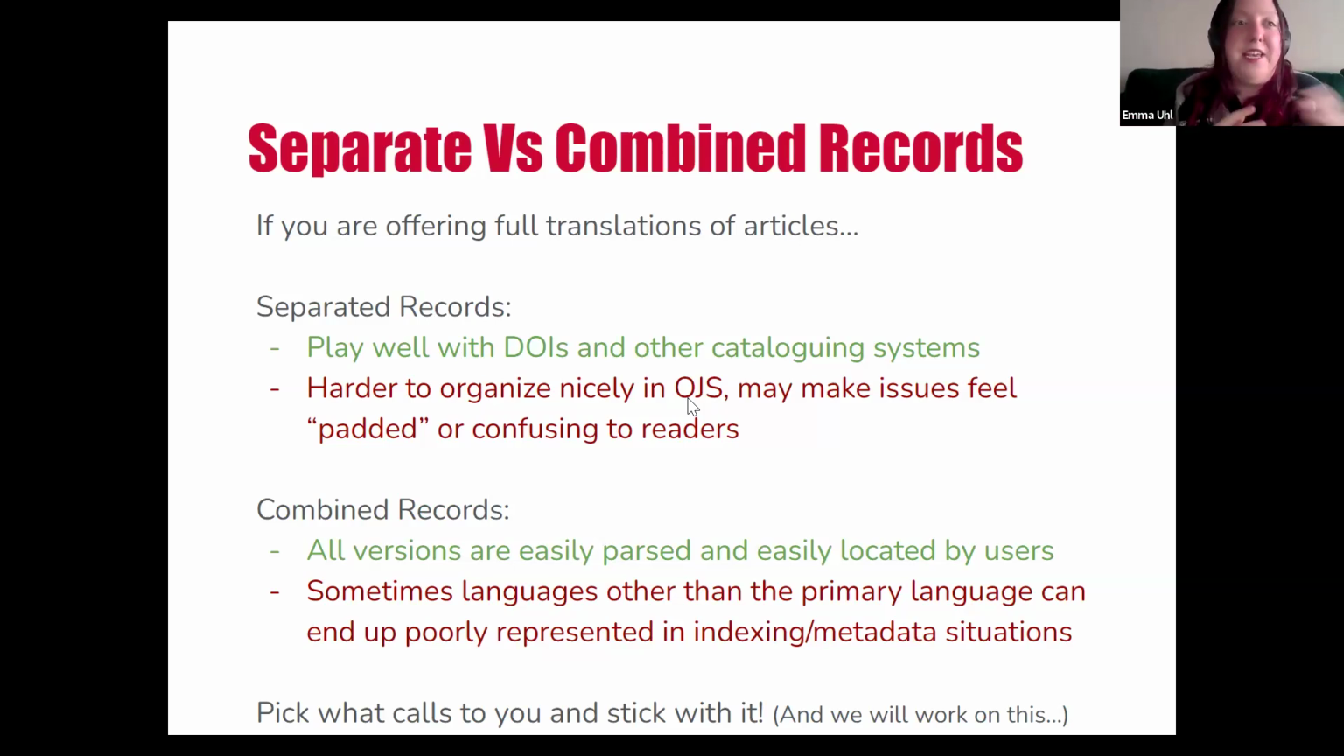Again, the positive for separated records is that they play well with DOIs and other cataloging systems, having your translations in two separate article IDs. The problem is that they're harder to nicely organize in most content management systems. They may make your issues feel padded or confusing to readers. Combined records will have all your versions easily parsable and easily located by users, but sometimes languages other than the primary language will not end up properly represented when the article is later indexed by an indexing or metadata service.